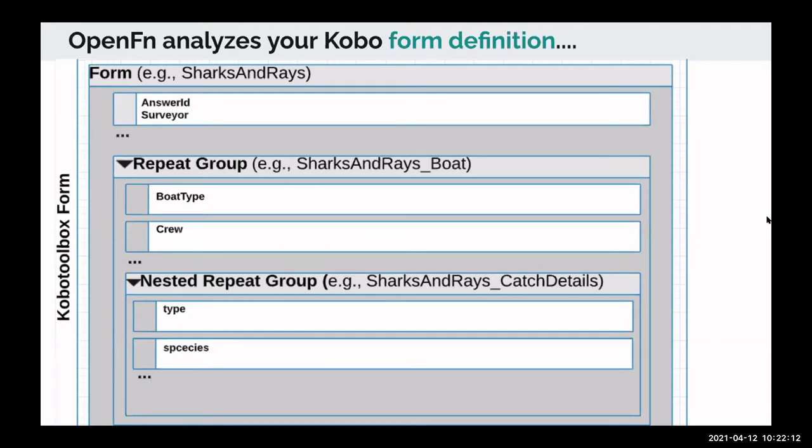What happens a lot of times when we use Kobo and these different data collection tools is that it's not a very flat data structure. Yes, it's one survey, one form, but there's a lot of nested information, where we have one form with many boats, and those boats might have many catches that they're telling us about.